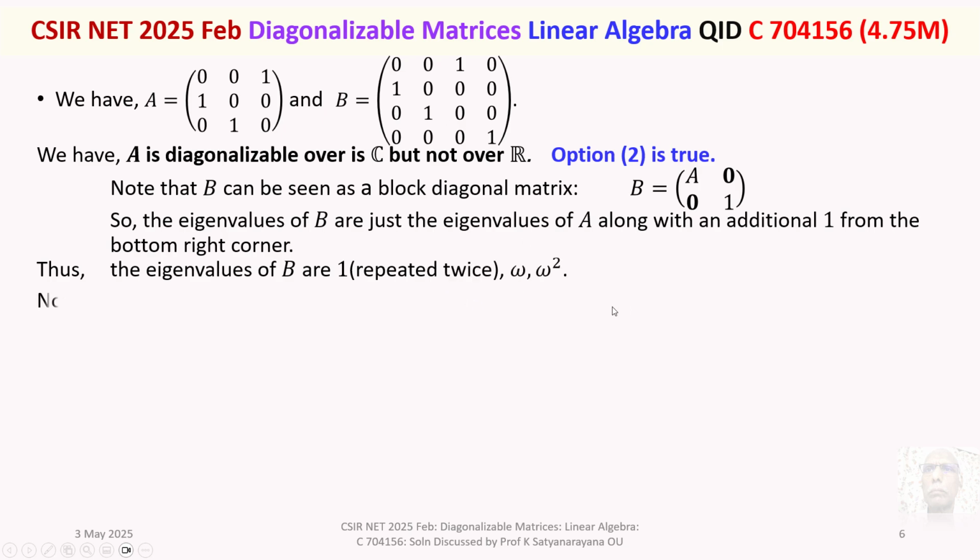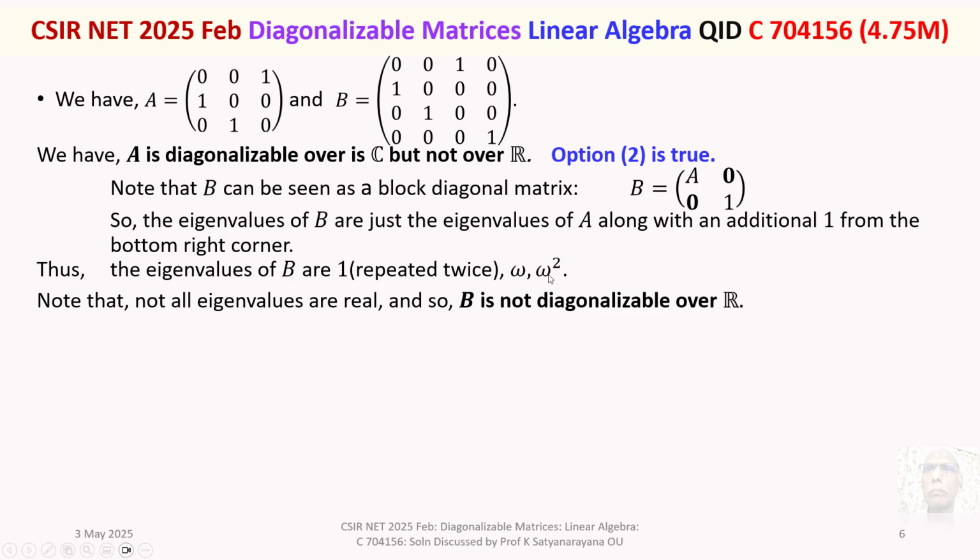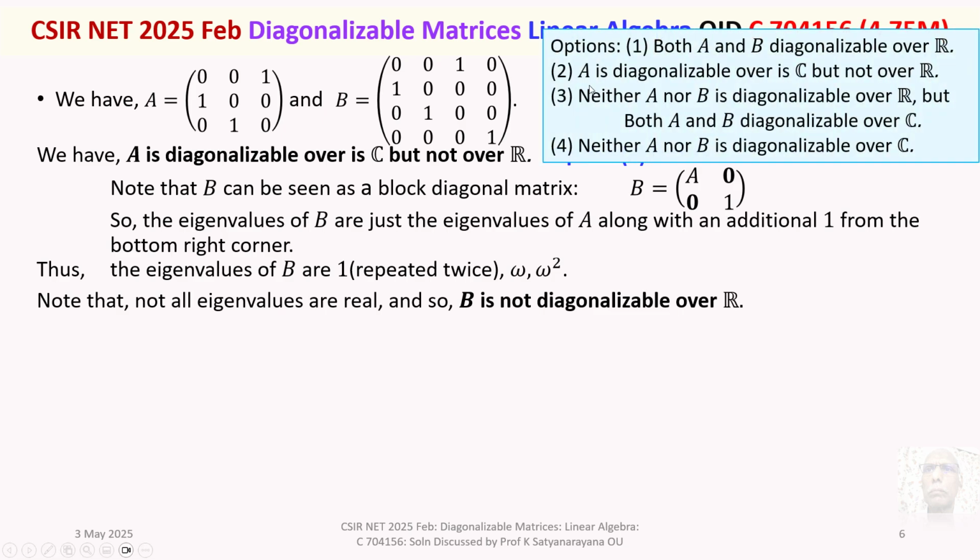And again what we see is not all eigenvalues are real, 2 of them are complex, and so B is not diagonalizable over R. B is not diagonalizable over R. Let's look at our options. So what we get is option 1 is not true.